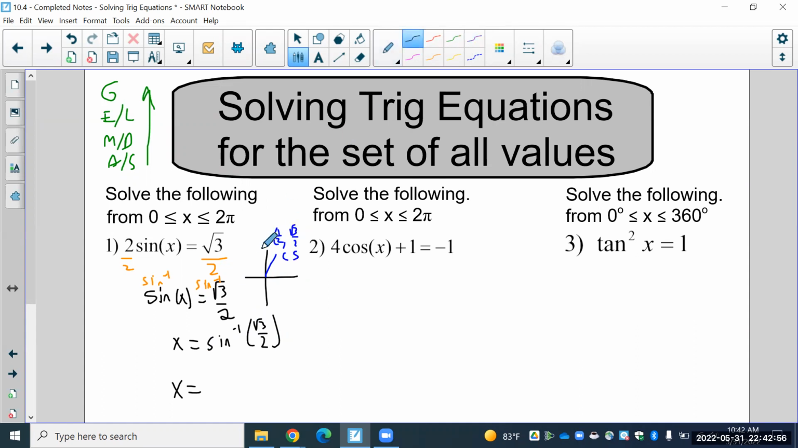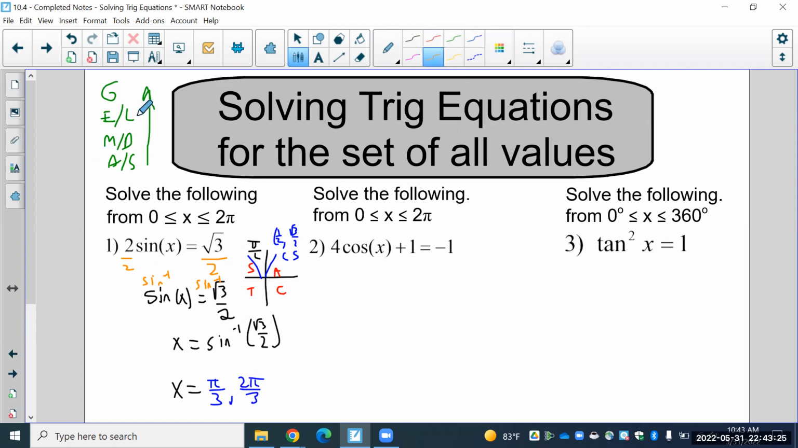Remember, this is pi over 2. That's how I remember the cosine's a half there. So the first answer should be very easy, right? Just give me this angle. That angle is pi over 3. So now we need the all students take calculus, right? And so all students take calculus tells me that sine would also be positive right here, and that one is 2 pi over 3. And that's it. It's pretty easy to do. You just have to know the unit circle.